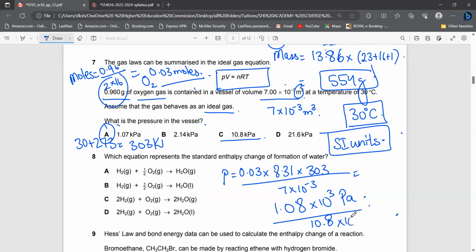10.8 into 10 to the power of 3 pascals. So, yep, that's correct. It's option C. 10.8 kilopascals. Yep, option C is correct, not A. Right, calculation error. Question 7. Now, after question 7, you've got question 8 now.